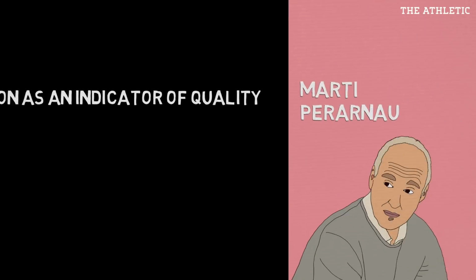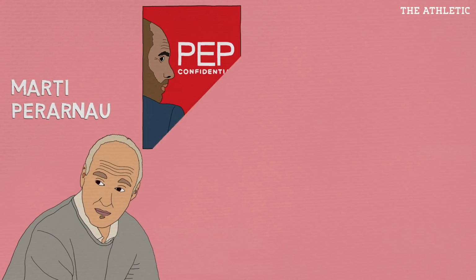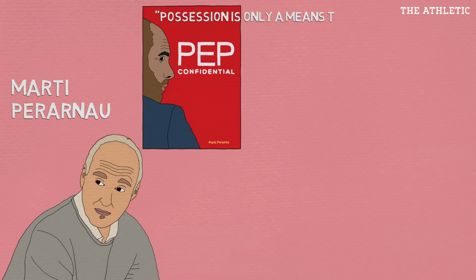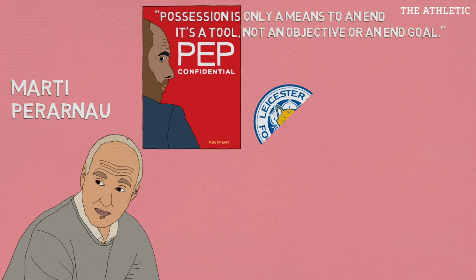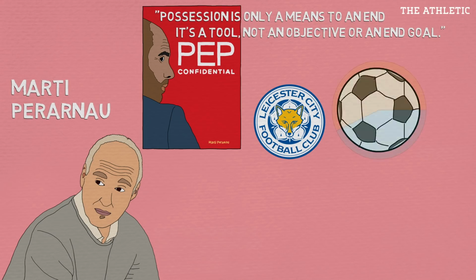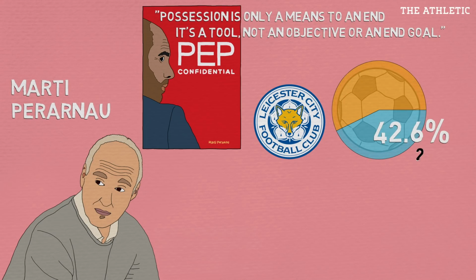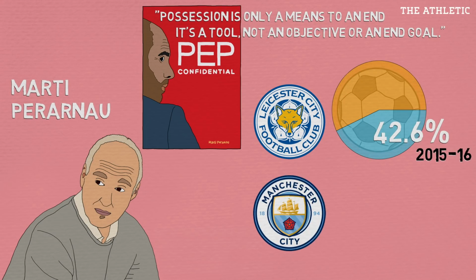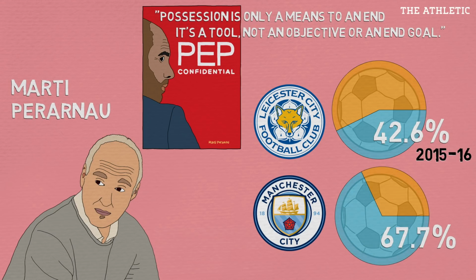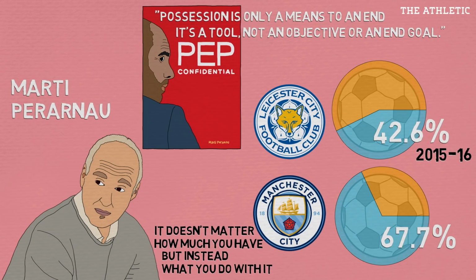3. Using possession as an indicator of quality. As Marty Perarnau puts it in Pep Confidential, possession is only a means to an end. It's a tool, not an objective or an end goal. Leicester City won the league averaging 42.6% of possession in 2015-16. Manchester City won the league last season averaging 67.7% of the ball. In essence, it doesn't matter how much you have, but instead what you do with it.